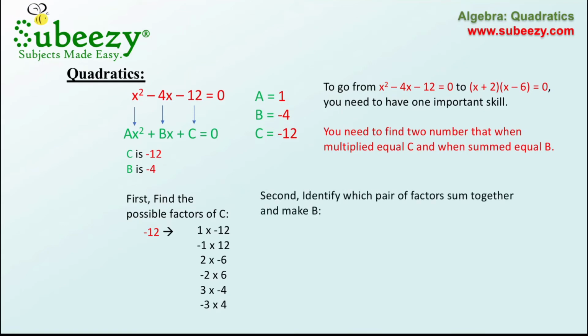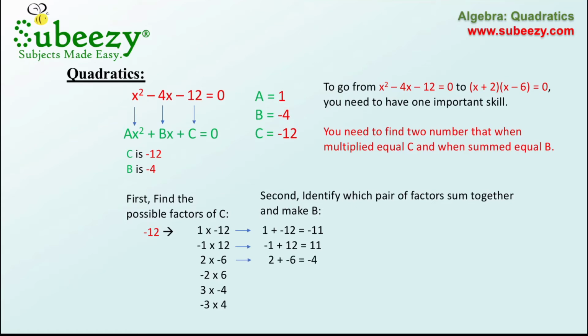After you have identified all of the possible factors of C, the second step is to identify which pair of factors, when summed together, will equal B. B is negative 4. So which pair of factors here, when added together, are equal to negative 4? 1 and negative 12 when added together are equal to negative 11, so that pair does not work. Negative 1 and 12 when added together are equal to 11, that also doesn't work. 2 and negative 6 when added together equal negative 4.